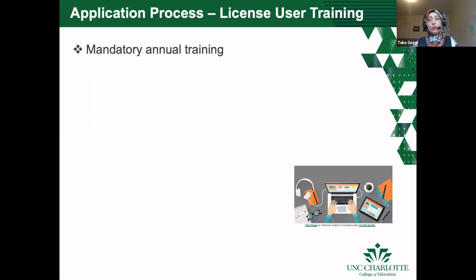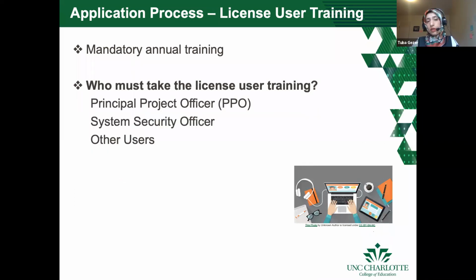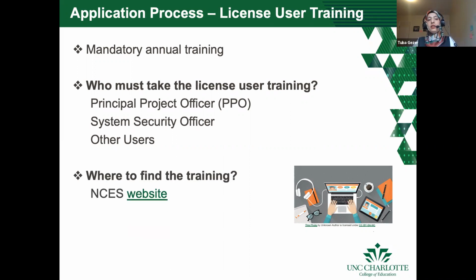So the first step of this license is the license user training, and this is a mandatory and annual training. Your principal project officer, system security officer, and other users that you can include on your license have to take this training. As you see, your senior official doesn't have to take it because they don't have any direct relationship with the data. You can find this training on the NCES website. You will sign up with your name and email address, and you can access the training.